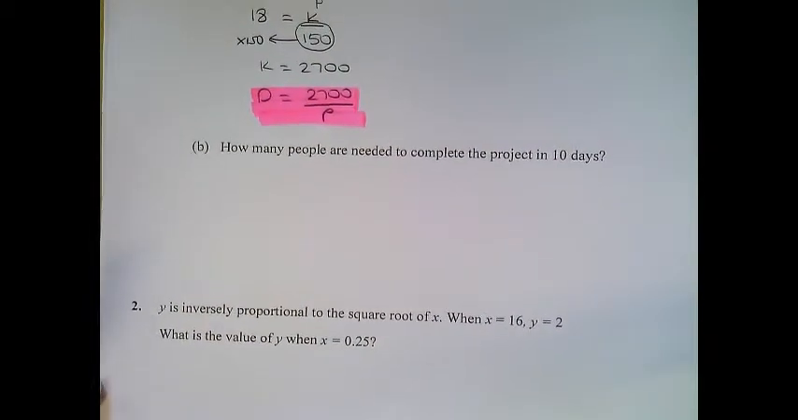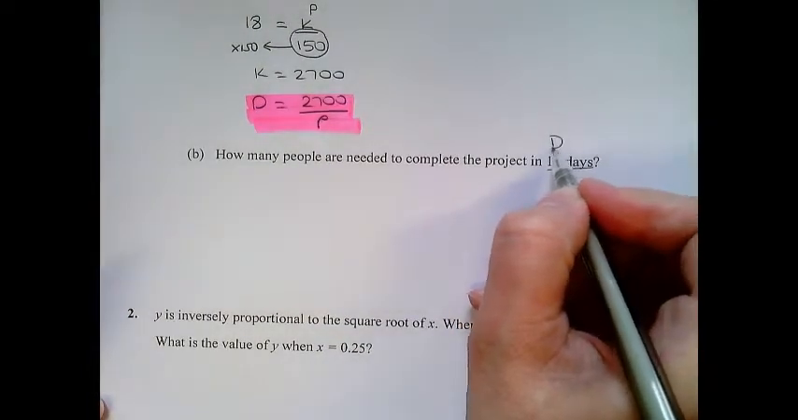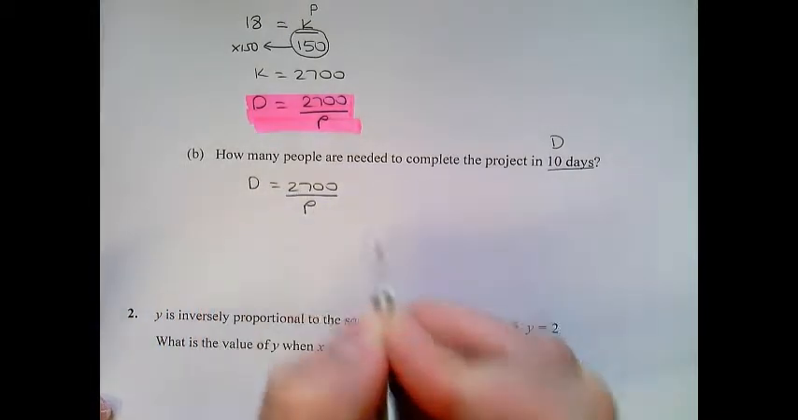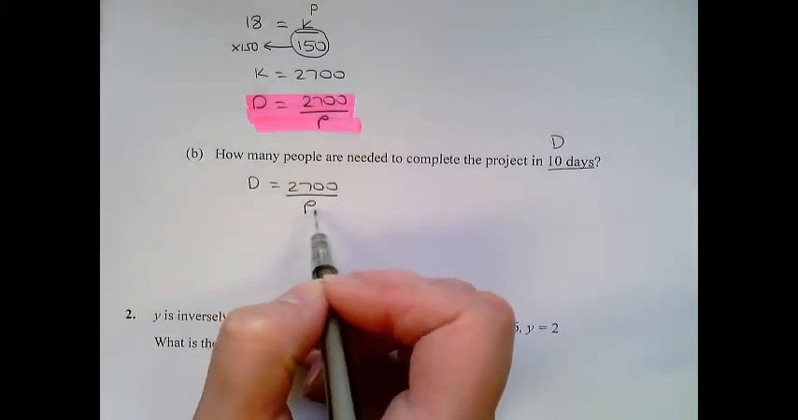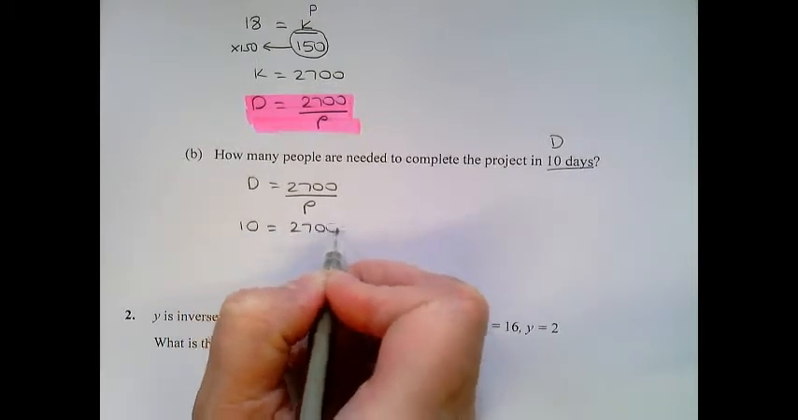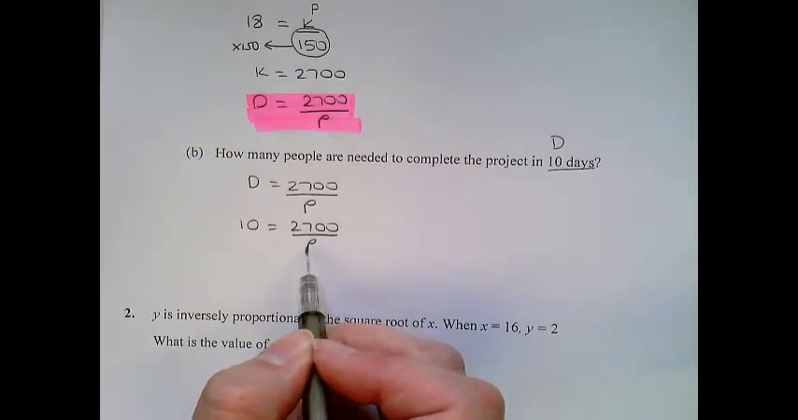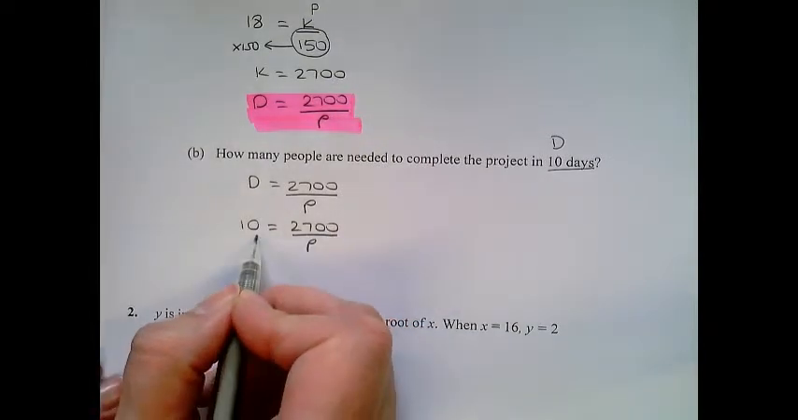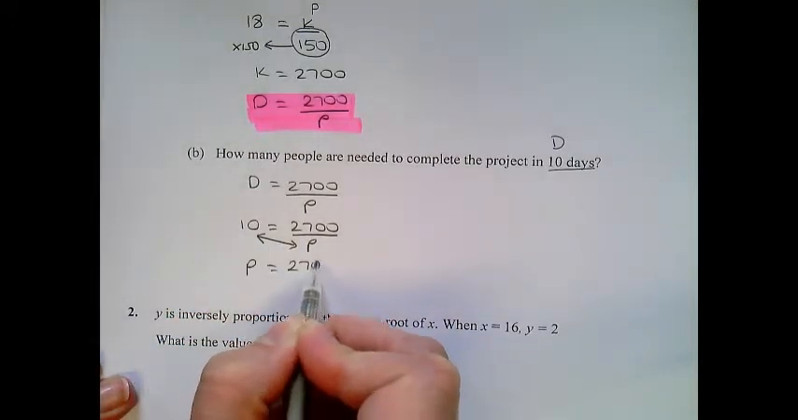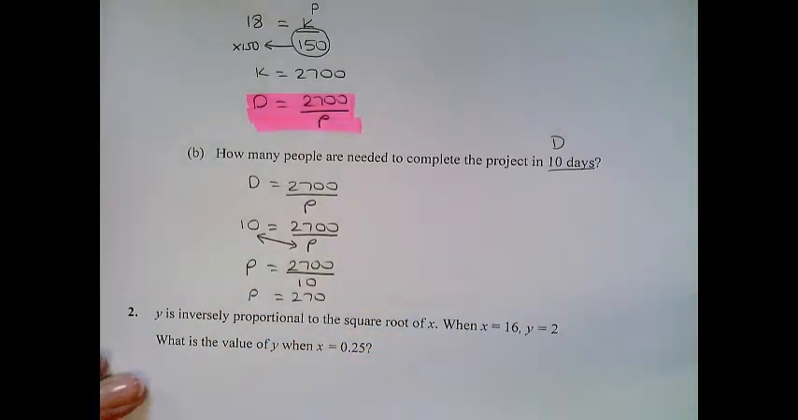How many people are needed to complete the project in 10 days? So 10 days means whenever D is equal to 10. So D equals 2,700 divided by P, and we want to know what P is whenever D is 10. So replace D with 10. We want to work out 2,700 divided by what gets you 10. So you can swap the 10 and the P round, so P is equal to 2,700 divided by 10, which means that P is equal to 270.